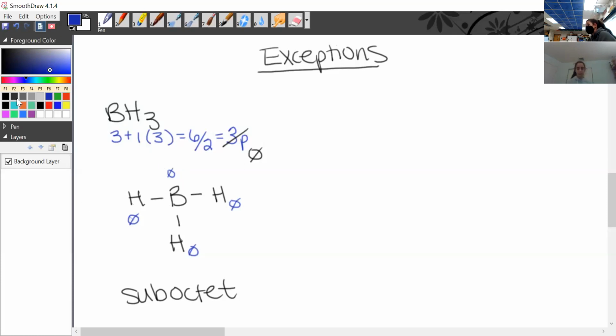If we can have less than an octet, guess what else we can have? More than, yes. SF6. Let's draw the Lewis structure. All right, so sulfur has 6 valence electrons. Fluorine has 7 times 6. 7 times 6, 42. I don't even remember my multiplication tables. 42 plus 6 is 48. Divide by 2. 24 pairs of electrons. All right, that's a lot of electrons.